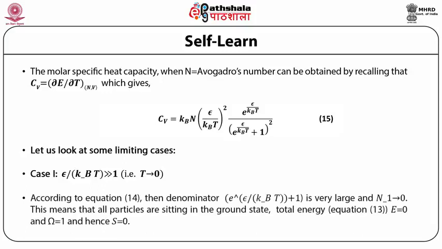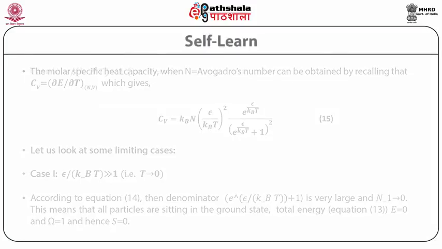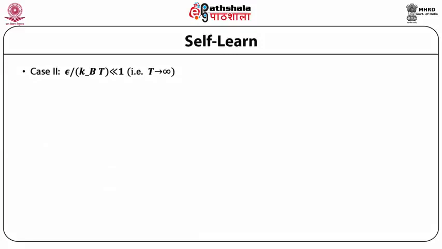According to equation 14, the denominator e raised to power epsilon by kBT plus 1 is very large and N1 approaches 0. This means that all particles are sitting in the ground state. Total energy E is equal to 0 and omega is equal to 1, and hence entropy S is equal to 0. Case 2: epsilon upon kBT is very much less than 1, that is T is approaching infinity.